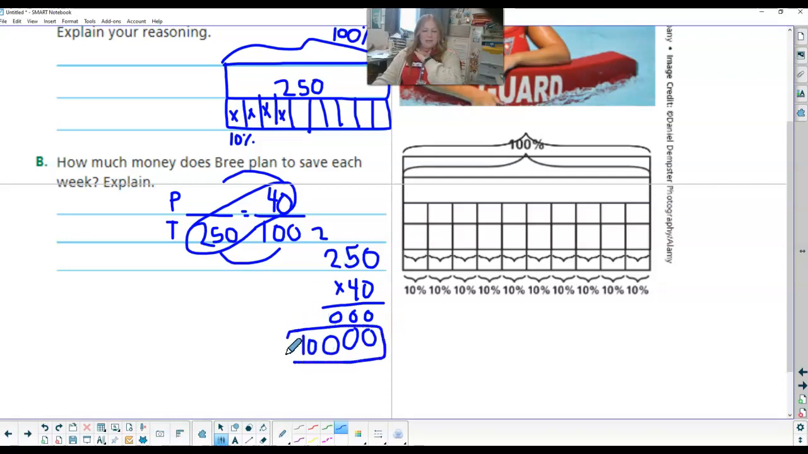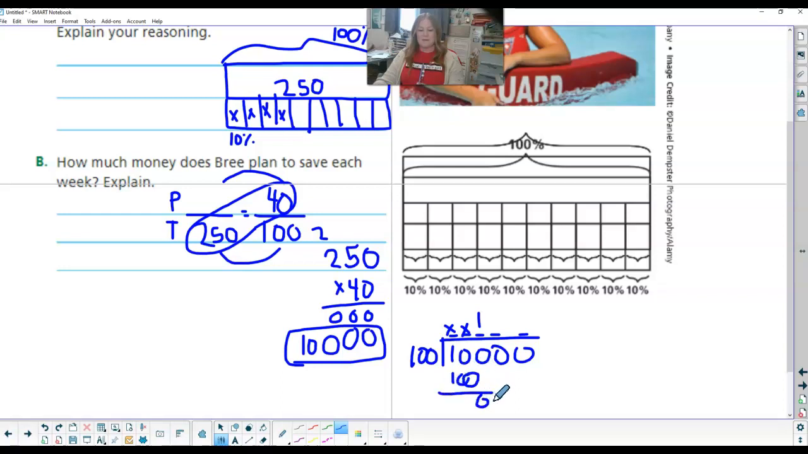So 10,000, that's not my answer. She's not saving $10,000 a week. That doesn't make sense, right? We have to go and take 10,000 and divide it by 100. So I need something above each of these things. So I know it can't go into 1, can't go into 10, but it goes into 100 one time. And then if I do this here, there's 0 left over.